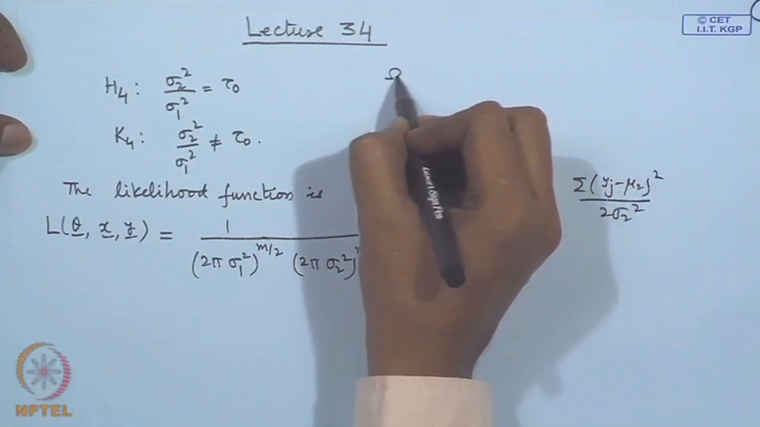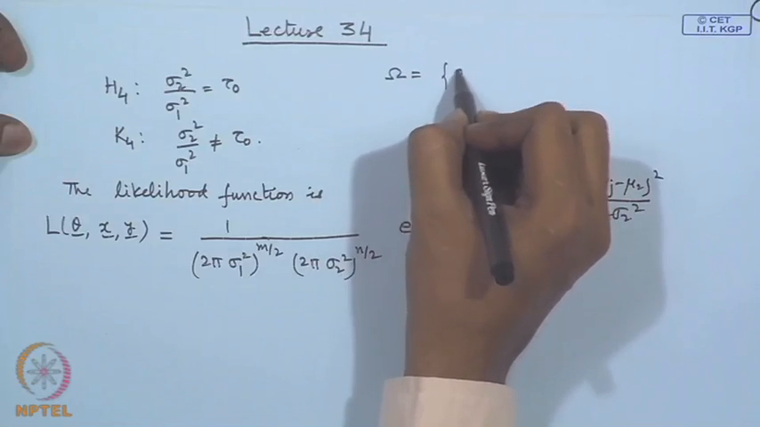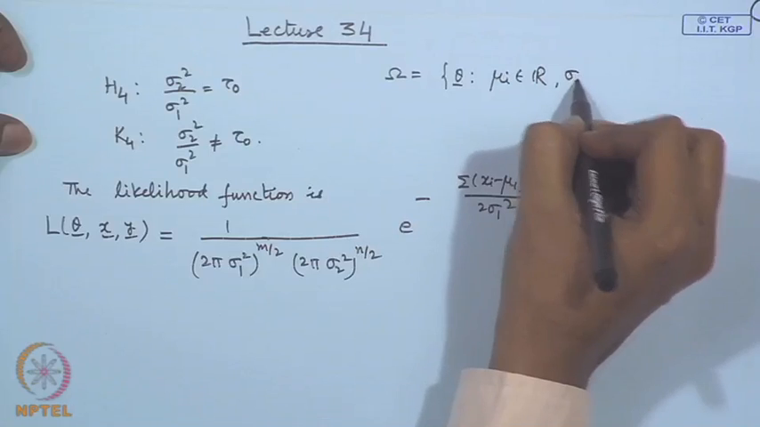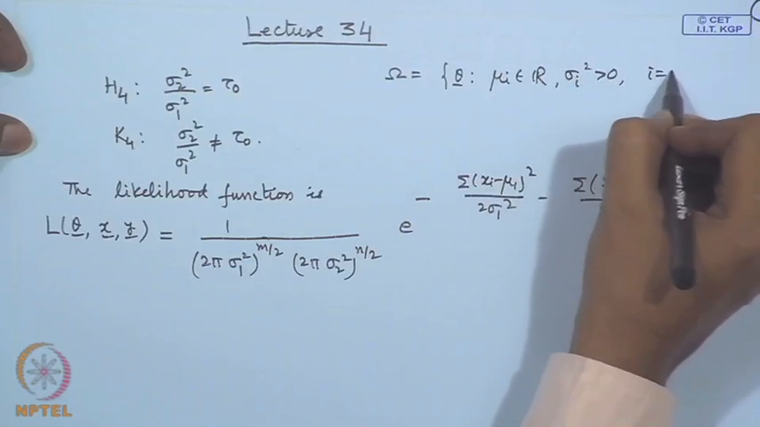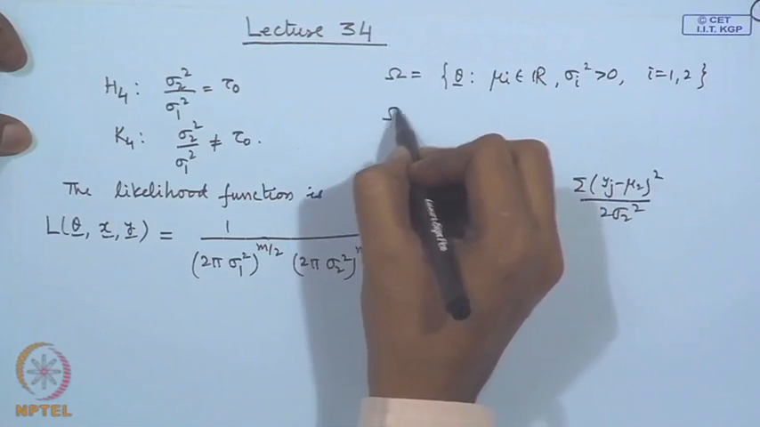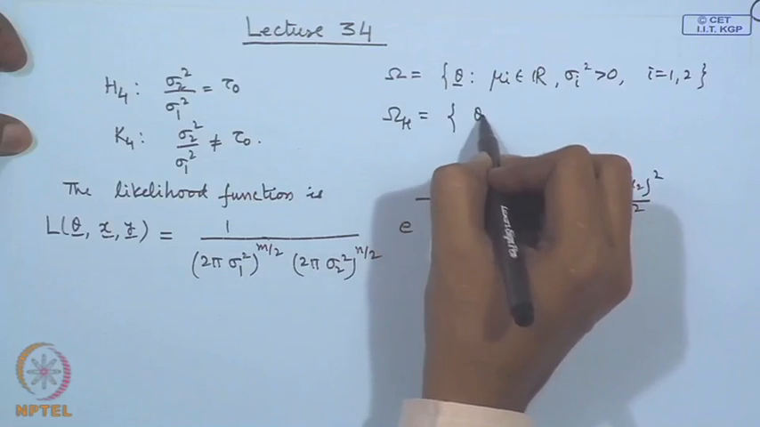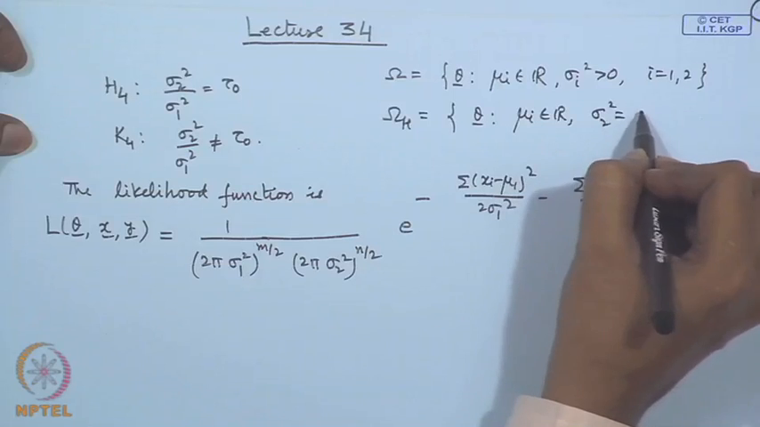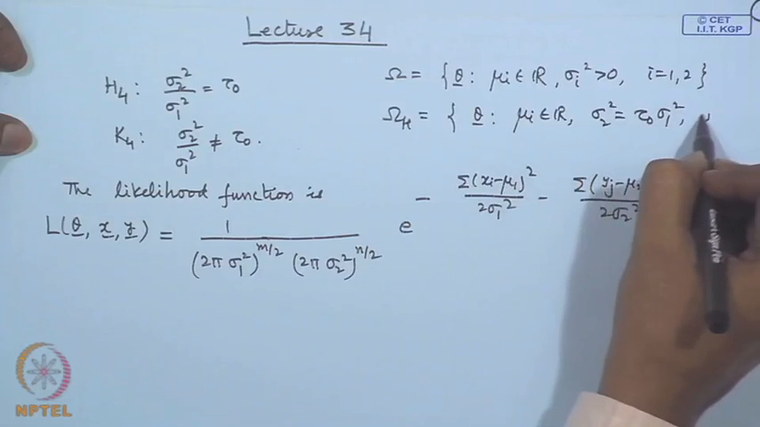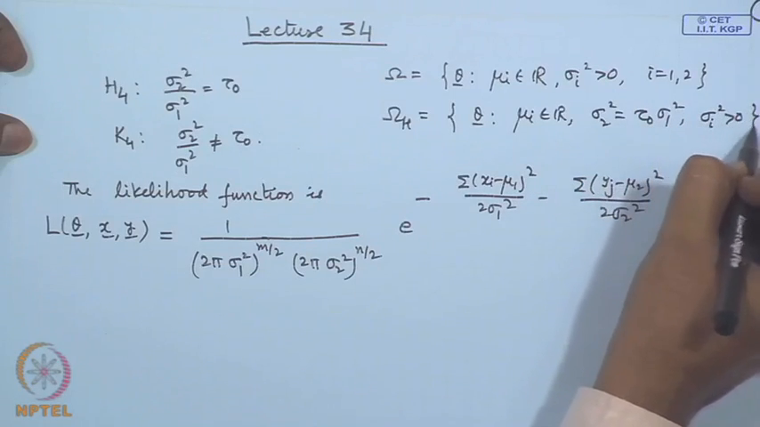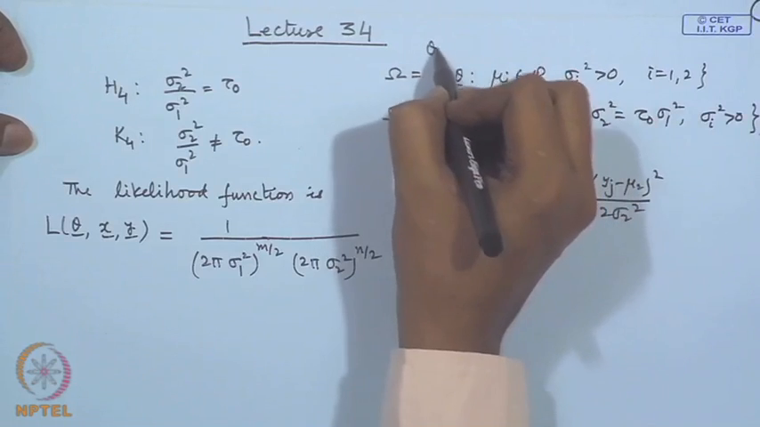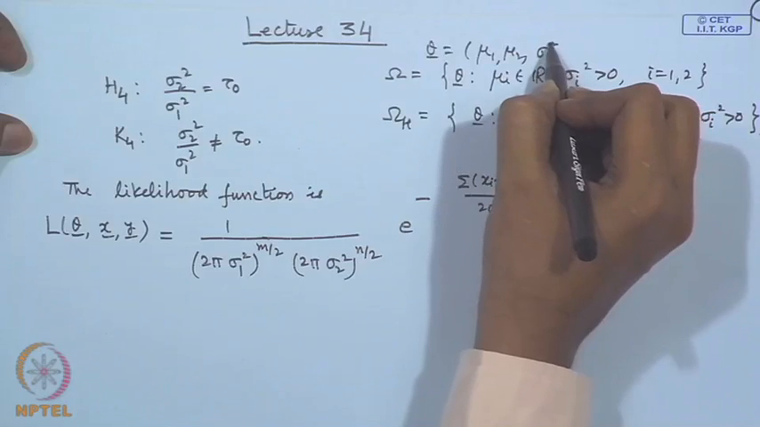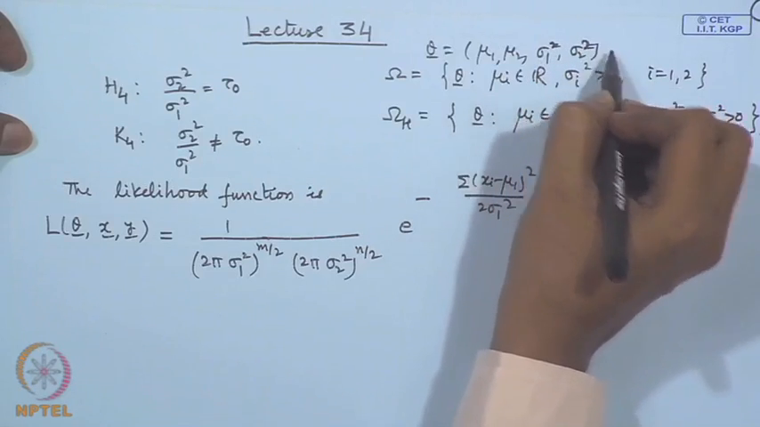And we are having omega is equal to theta: mu i belonging to R and sigma i square is greater than 0 for i is equal to 1, 2, and omega h is now theta: mu i belonging to R and sigma 2 square is equal to tau naught sigma 1 square, and of course, both are positive. Here our theta is mu 1, mu 2, sigma 1 square and sigma 2 square.